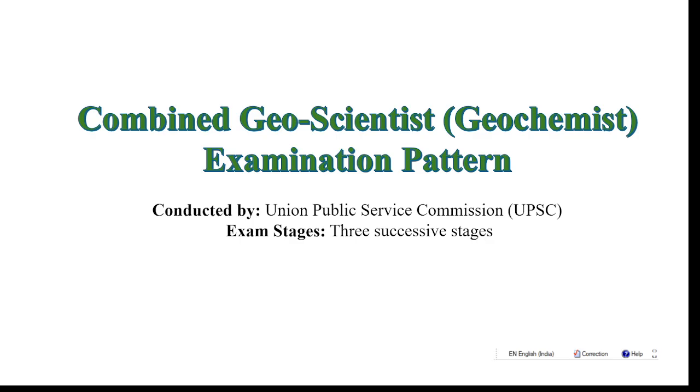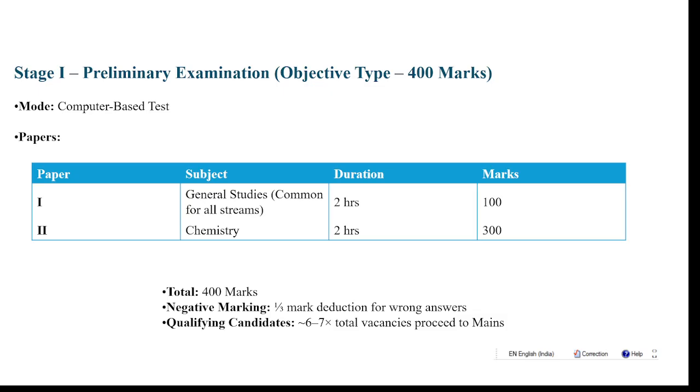So today we are going to discuss the exam pattern for the Combined Geo-Scientist, specifically the Geochemist examination, which is conducted by the Union Public Service Commission, UPSC, and it has three successive stages. Stage 1 is the preliminary examination, which has total marks of 400, and it is a completely computer-based examination consisting of two papers. Paper 1 is General Studies, with 2 hours duration for 100 marks, and the second paper is for chemistry, for which 2 hours and 300 marks will be allotted.